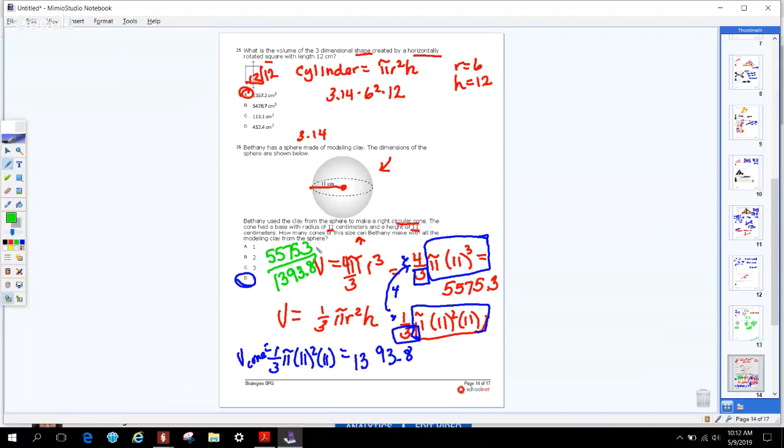I get 4.002. So obviously 4 is the answer. Okay, so you can either get it because you pay attention to the formulas, or you can find the volume of the sphere, find the volume of one cone, and then divide.